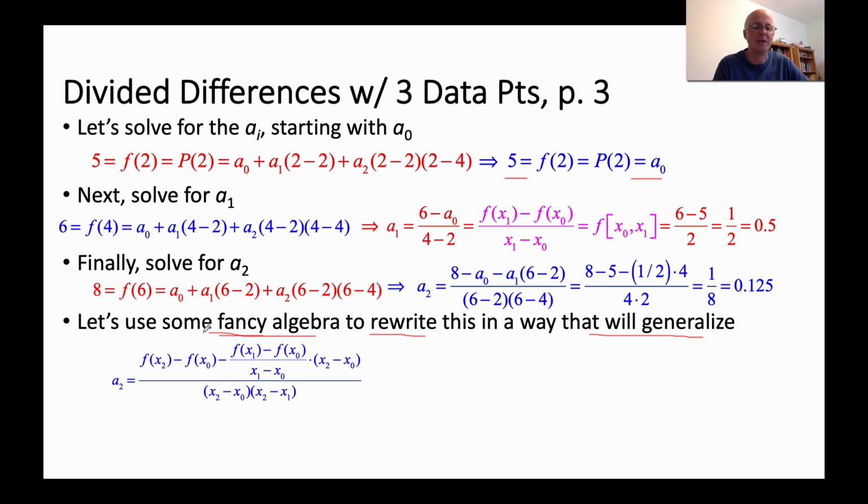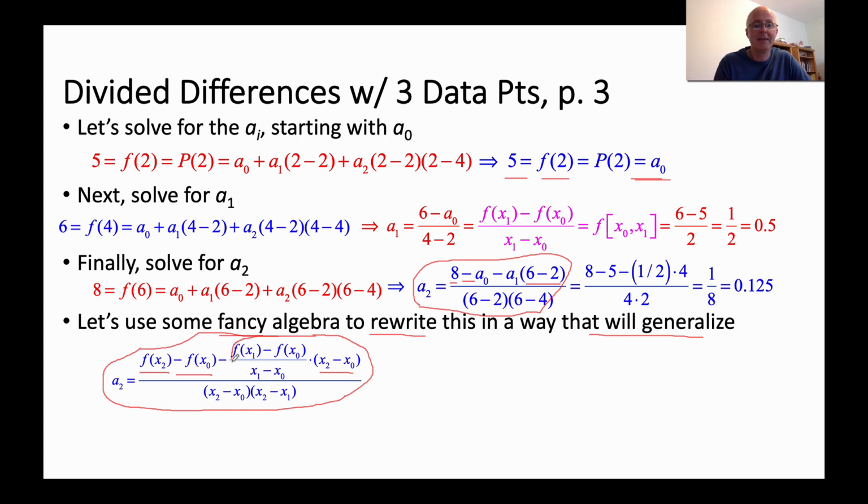First step is to write a2 in this way. Now, this is pretty crazy looking, although it is just a generalization of what I've got right here. Think about it here. 8 is f of x2 because x2 was 6 and f of 6 was 8. Minus a0 is the same as minus f of x0. a0 does equal f of x0, f of 2 in this case, which is 5. Minus, okay, we've got a 6 minus 2 here. Also have an x2 minus x0. x0 is 2, x2 is 6. It's the same thing.